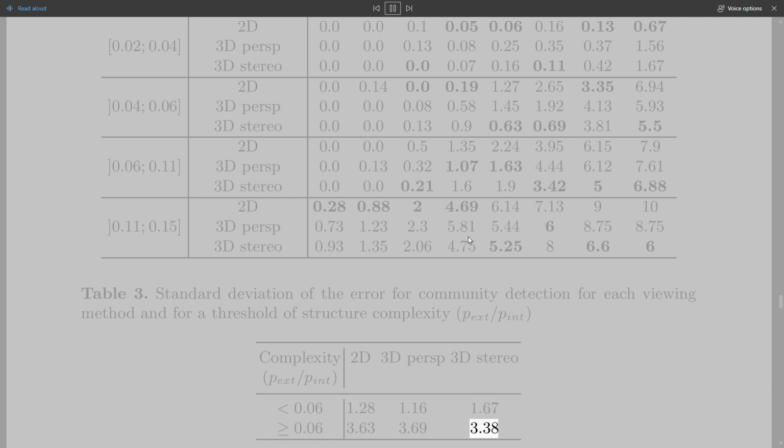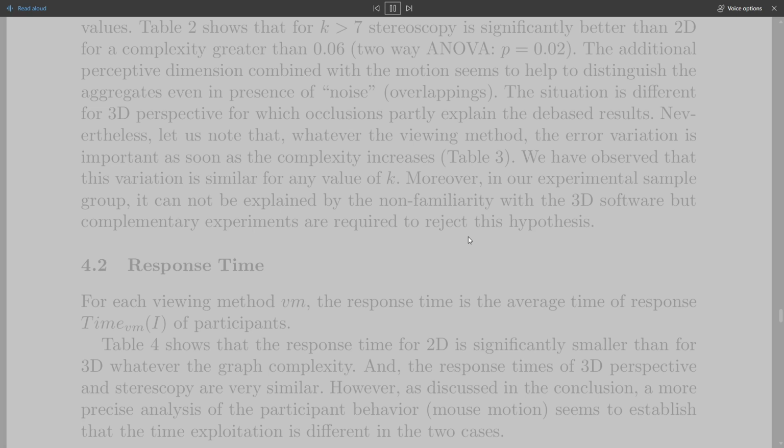Table 3. Standard deviation of the error for community detection for each viewing method and for a threshold of structure complexity, PEX/pint. Table 2 shows that for K greater than 7 stereoscopy is significantly better than 2D for a complexity greater than 0.06, two-way ANOVA, P equals 0.02. The additional perceptive dimension combined with the motion seems to help to distinguish the aggregates even in presence of noise overlappings. The situation is different for 3D perspective, for which occlusions partly explain the debased results.